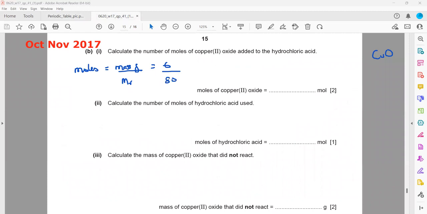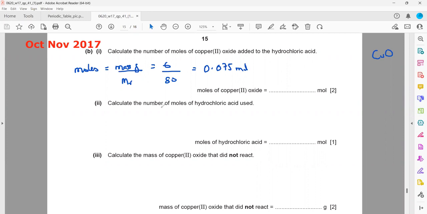So moles equal mass in gram over molar mass. We will do 6 divided by 80. What's the answer? 0.075. So we have 0.075 moles of copper oxide. That's the first thing we did.